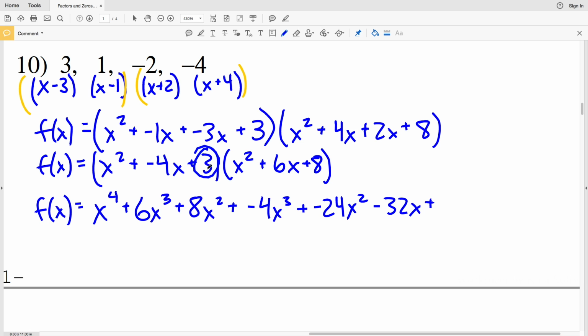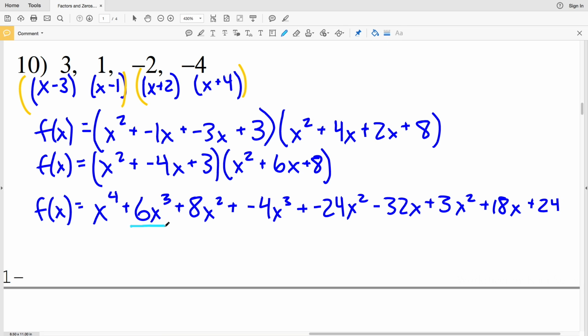And then lastly, my 3. 3 times x squared is 3x squared. 3 times 6x is plus 18x. And then 3 times 8 is plus 24. Now I'm going to simplify by combining my like terms.